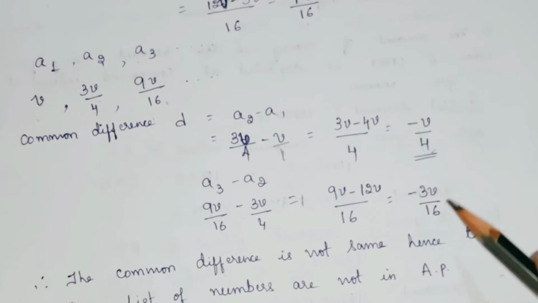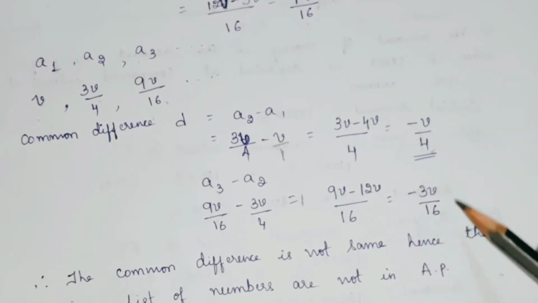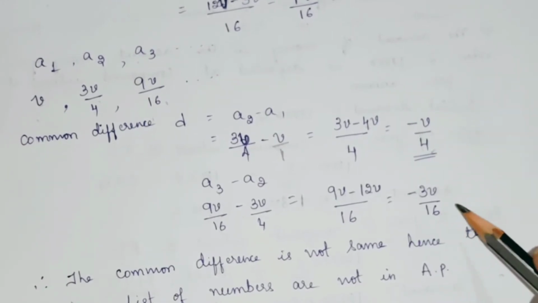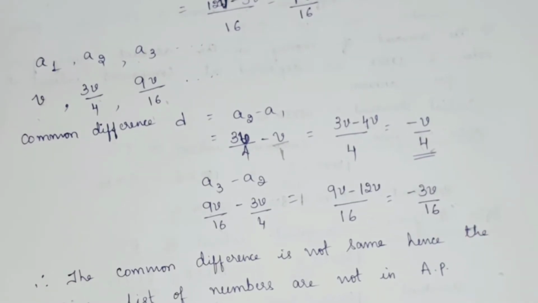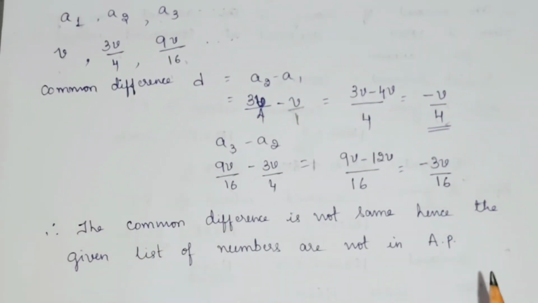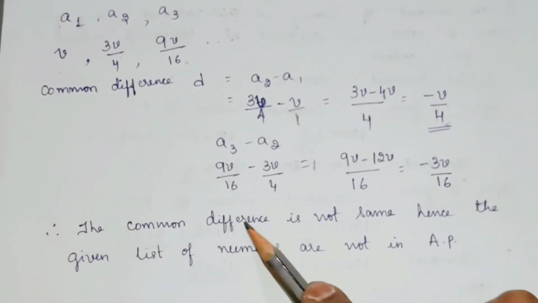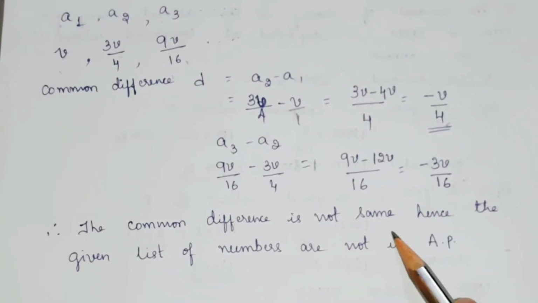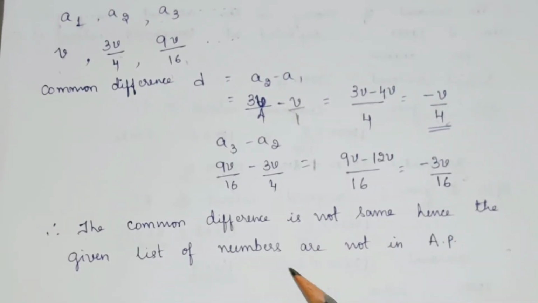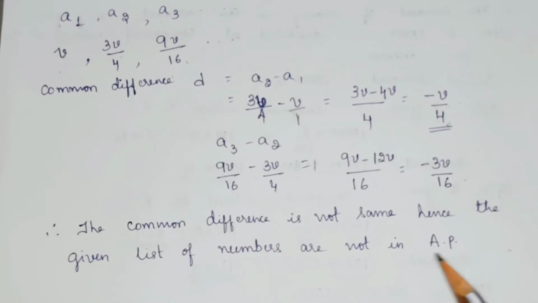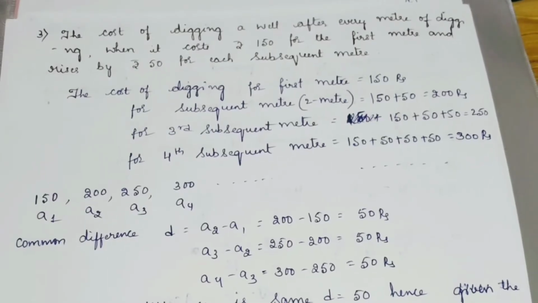If you observe, the common difference is not the same. Hence, the given numbers are not in AP. How to conclude this? Therefore, the common difference is not the same. Hence, the given list of numbers are not in AP. This is your conclusion. We'll move to the next question.